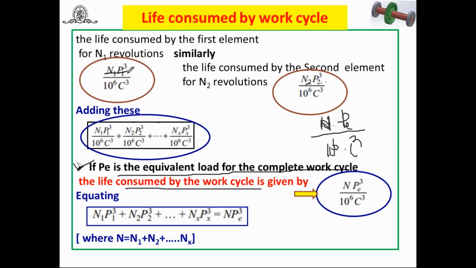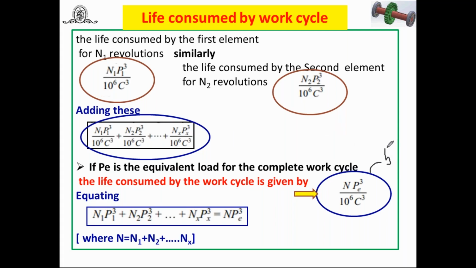So what you have to do? Adding the life consumed by each element, you have this equation A, and for the complete work cycle, you have this equation B. You can equate these two equations, the sum for the different elements and the one for the complete work cycle. After equating, what will you get here? Let us see. I am going to write directly: N into Pe raised to cube upon 10 raised to 6 into C cube.